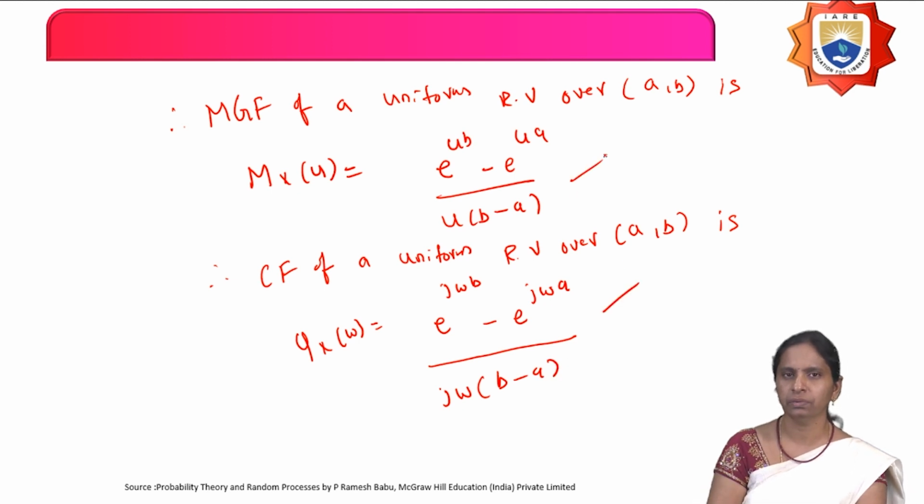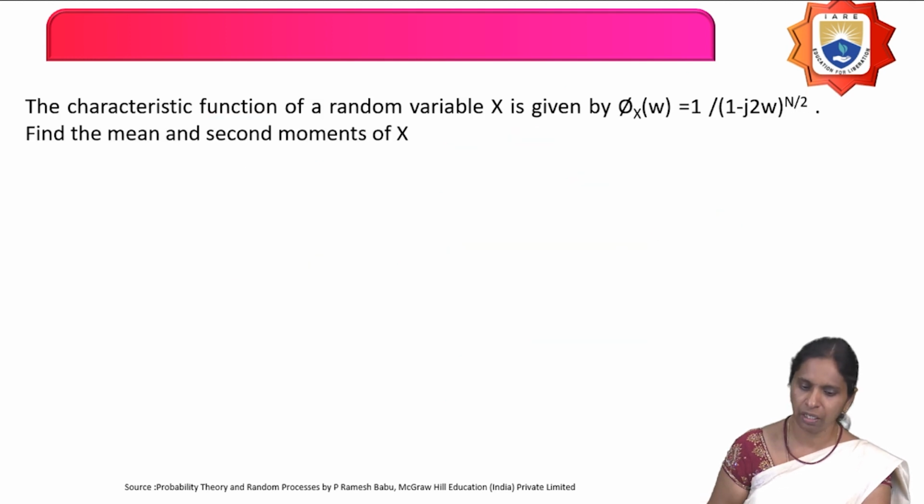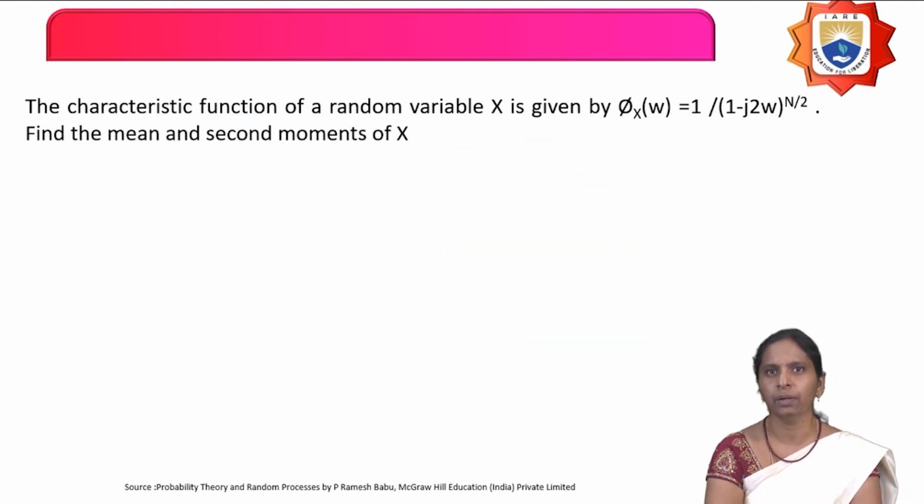So like that, for the given random variable, you can calculate the moment generating function as well as the characteristic function. And one more problem they have given. The characteristic function of a random variable x is given by pi x of omega is equals to 1 by (1 minus j 2 omega) power n by 2. Find the mean and second moments of x.